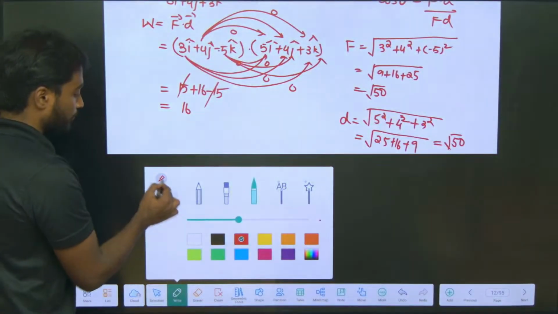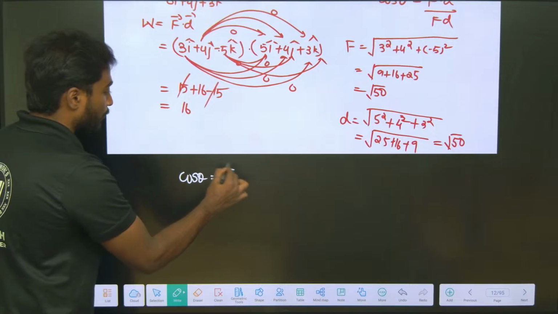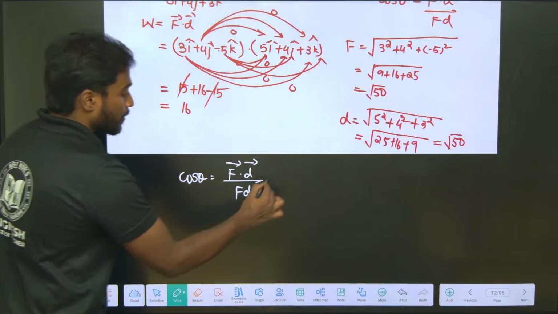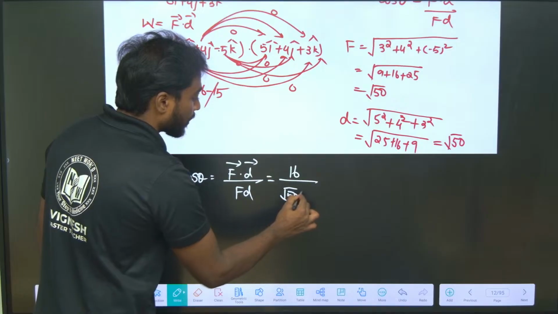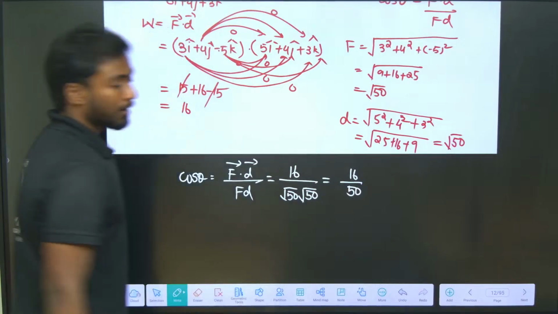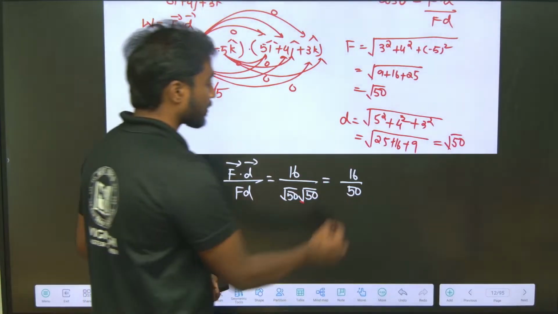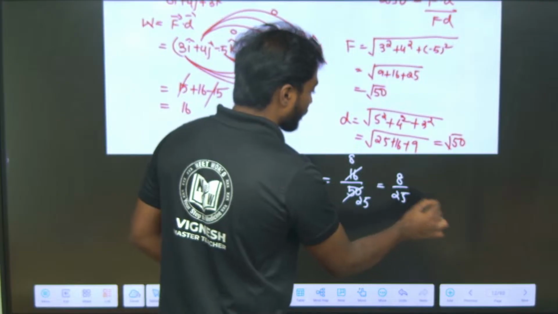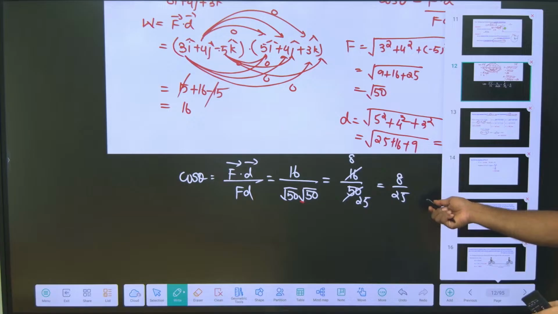Now cos theta is equal to F vector dot D vector by F into D. So F dot D is 16 divided by root 50 into root 50, which is nothing but 16 by 50. Now I can reduce these two numbers by 2, so I will get 8 by 25. This is the answer.